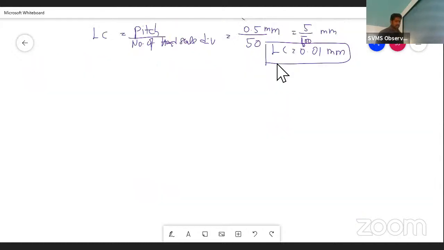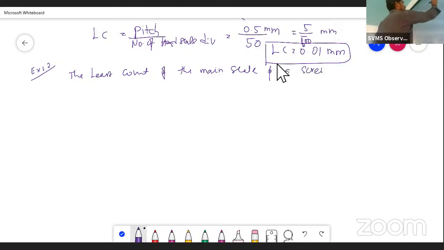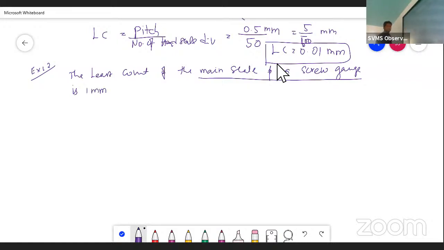See the second problem. Example 2. The least count of the main scale of a screw gauge is 1 millimeter. See the words: the least count of the main scale of a screw gauge. This is very important. The main scale of the screw gauge is 1 millimeter. The minimum number of divisions on it.